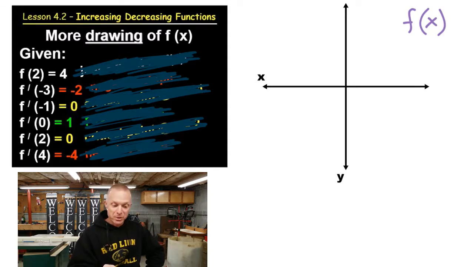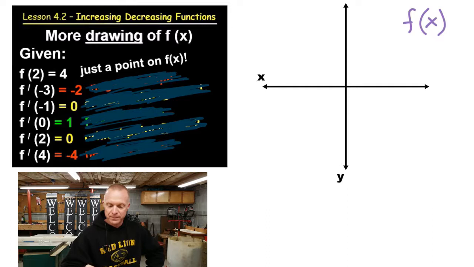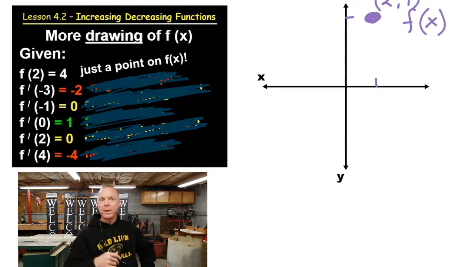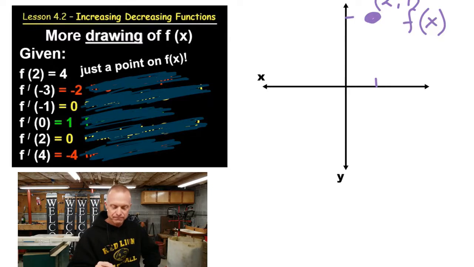I'm going to scratch off the first one. Let's see if we're a winner. Yes, we're the winner of a point, the point (2, 4). Now, if somebody tells you that f of 2 equals 4, then they've given you a point on the graph. So maybe that's a point that we can start at. Maybe that's just like a point somewhere along the way. But it's a point.